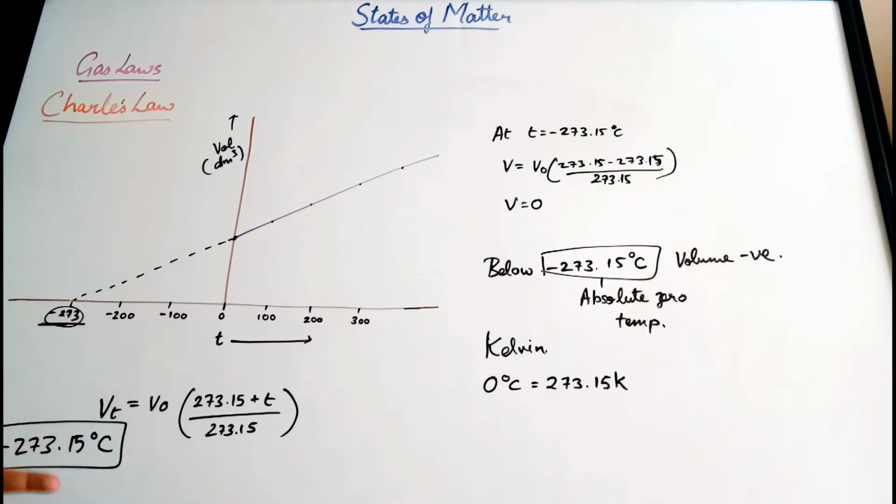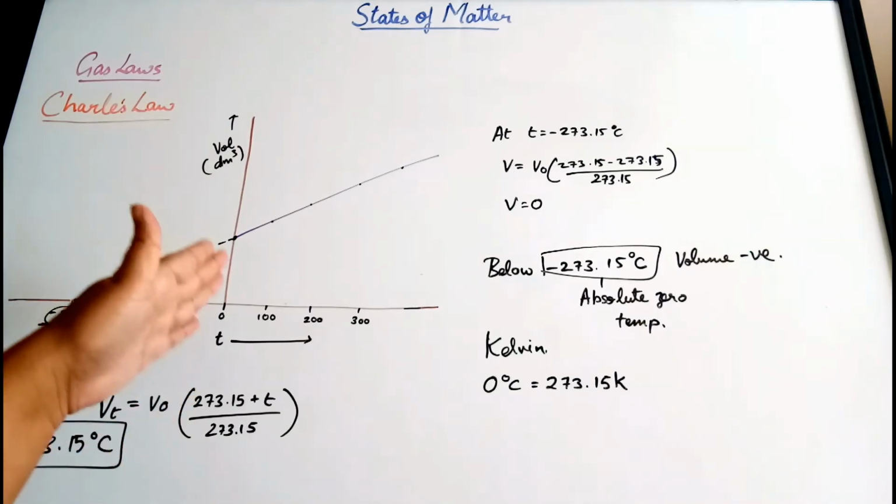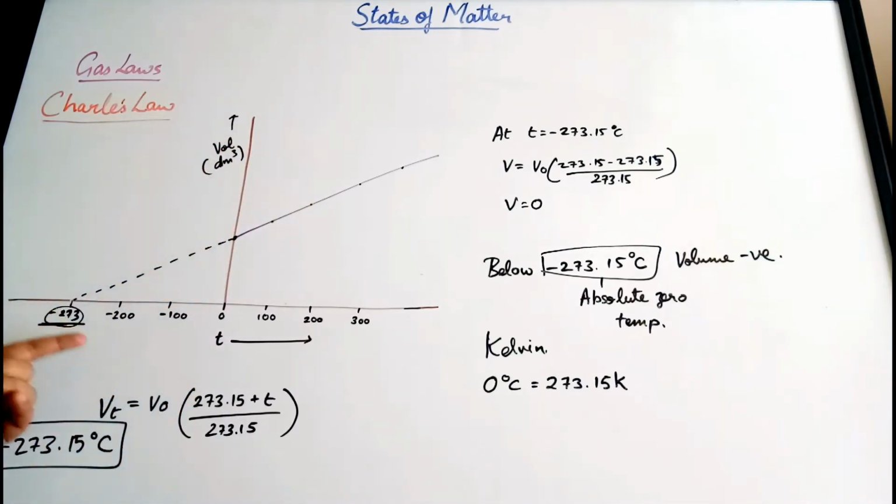And this value is very important because irrespective of the nature of the gas, irrespective of the temperature, no matter what the temperature or the nature of the gas was, they noticed all of them seem to meet at this minus 273.15. So there has to be something unique about it, right?